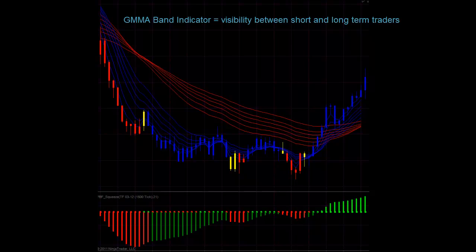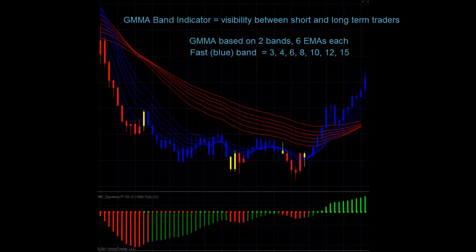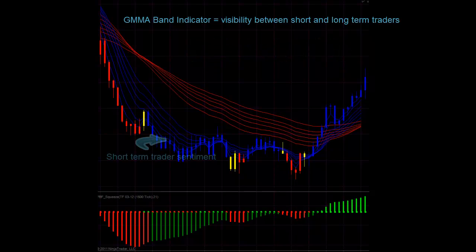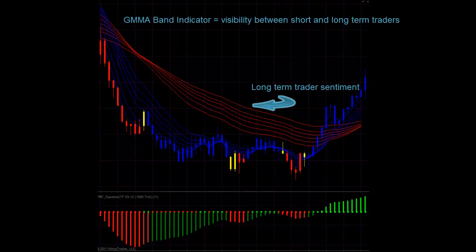and it's called the GMMA, or Guppy Multiple Moving Average. The indicator is based on two bands formed by 6 EMAs each. The fast or blue band is formed by EMAs of 3, 4, 6, 8, 10, 12, 15 periods or candles, and the slow red band is formed using 30, 35, 40, 45, 50, and 60 period EMAs. The fast band represents what the short-term traders such as day traders, intraday traders, and scalpers are doing, and the slow or red band represents long-term players, mostly investors.